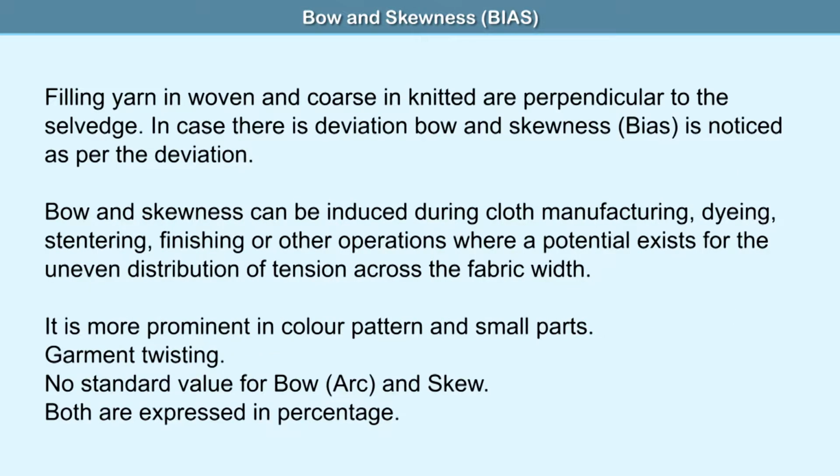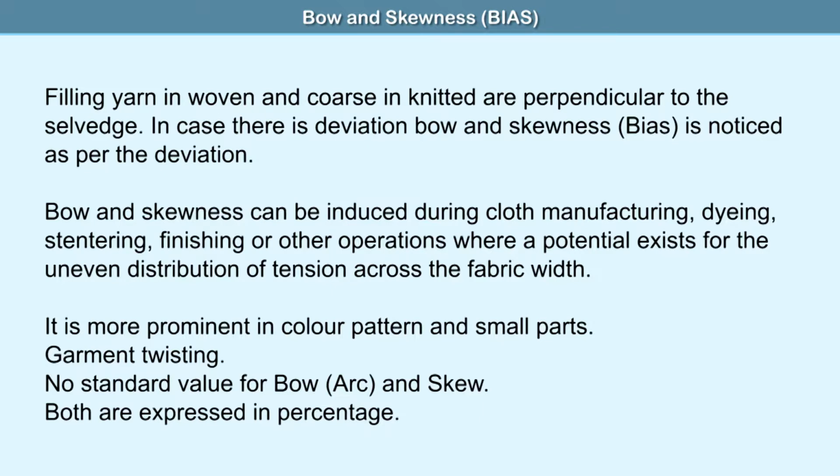Bow and skewness: filling yarn in woven and courses in knitted are perpendicular to the selvage. In case there is a deviation, bow and skewness is noticed as per the deviation. Bow and skewness can be induced during cloth manufacturing, dyeing, stentering, finishing, or other operations where a potential exists for the uneven distribution of tension across the fabric width. It is more prominent in color pattern and small pattern.